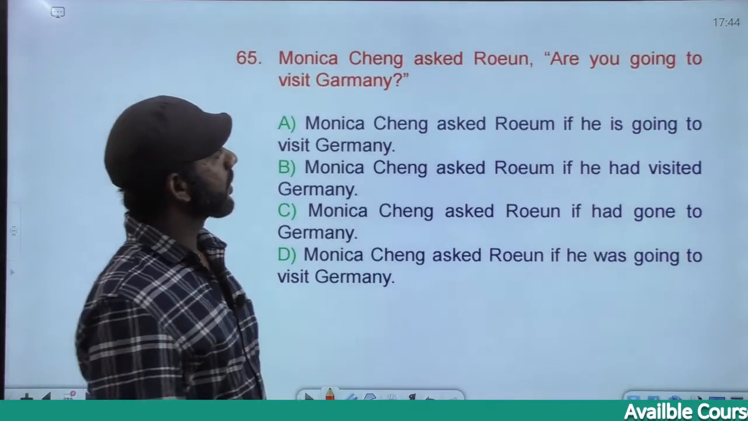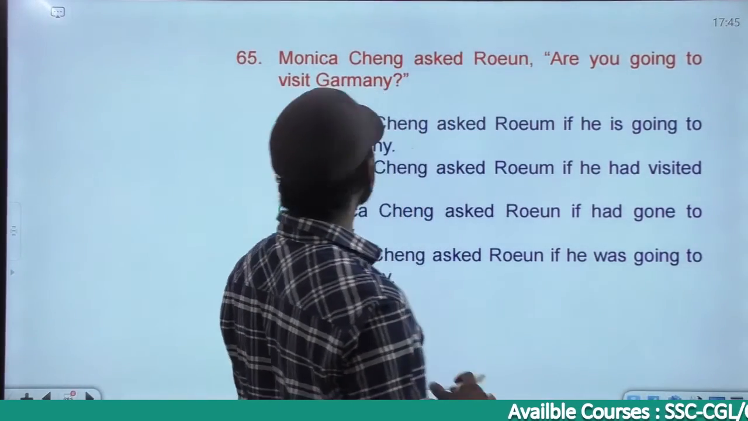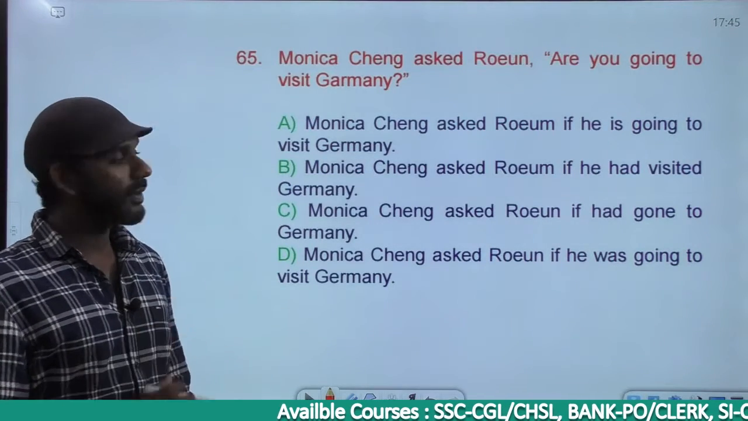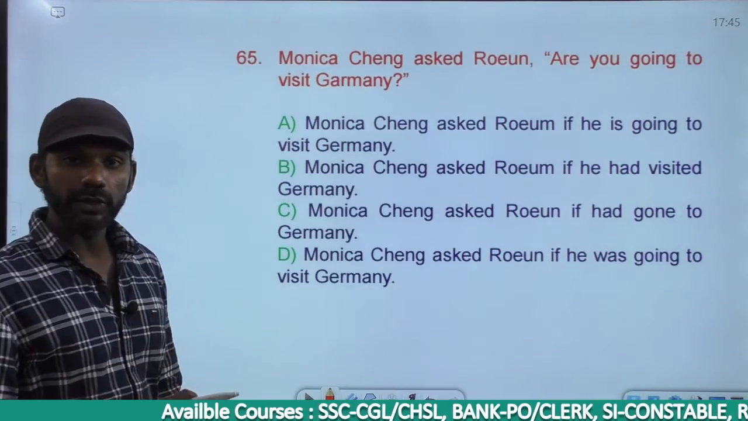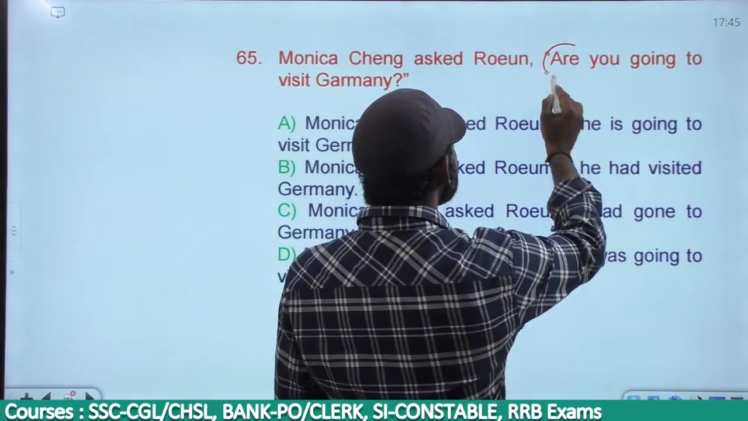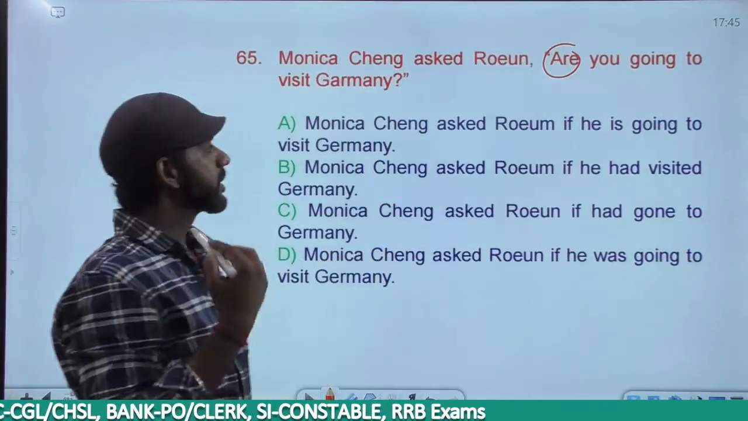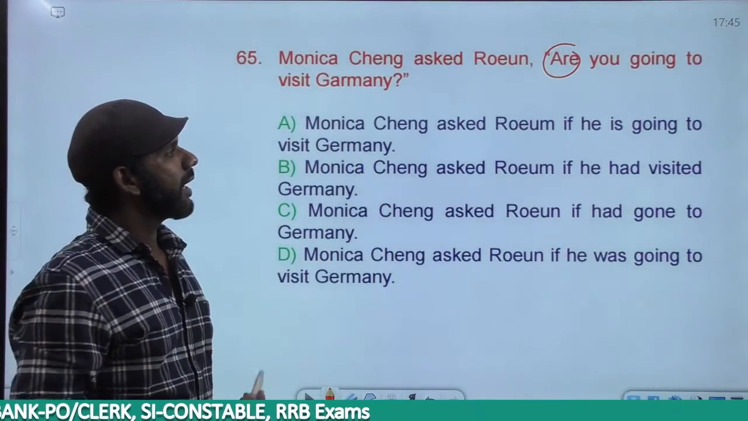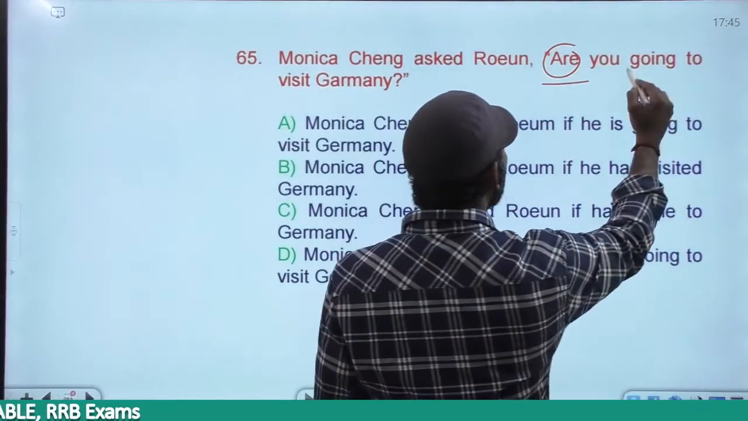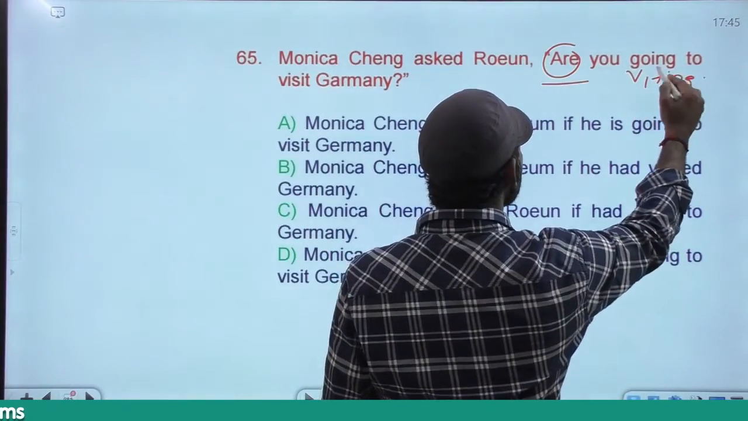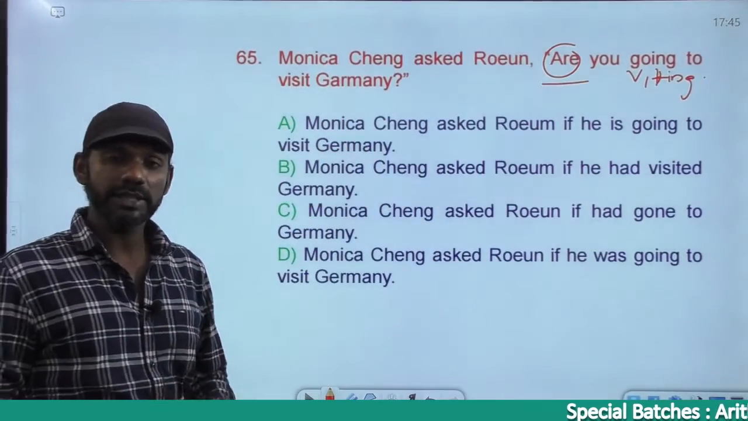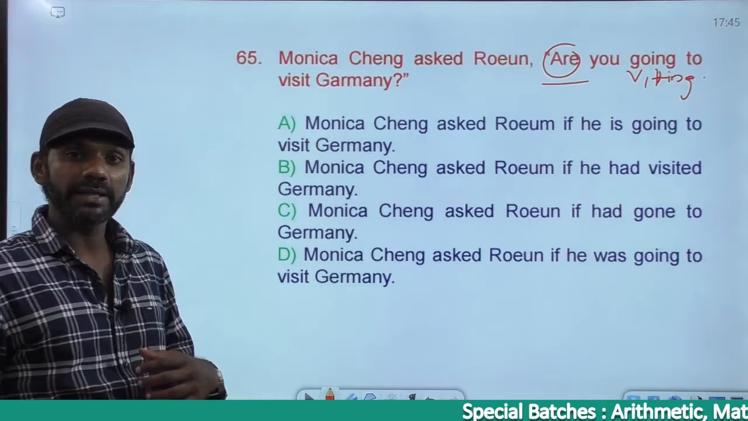Monica Cheng asked Ryan, are you going to visit Germany? Interrogative sentence, because question mark is there. If or whether should be used or should not be used? Should be used, because the interrogative sentence is not starting with a WH word. It is starting with an auxiliary verb are. So if or whether should be used. Are you going to visit Germany? Are you going is are plus V1 plus ing, and are plus V1 plus ing is present continuous. Present continuous must become past continuous.